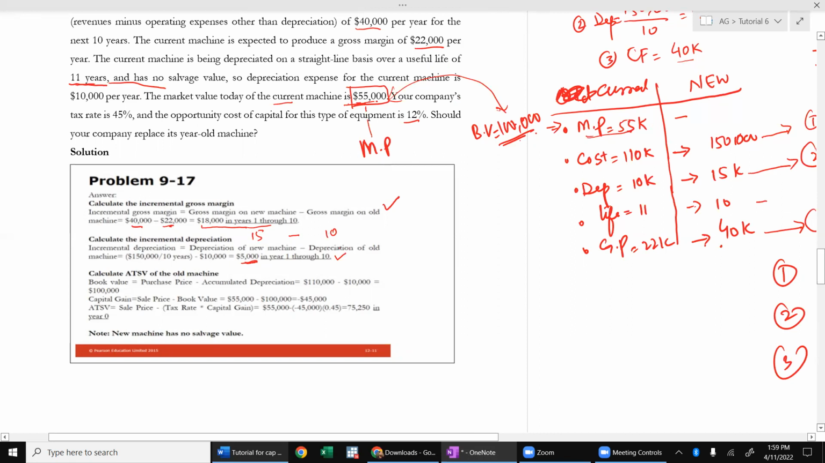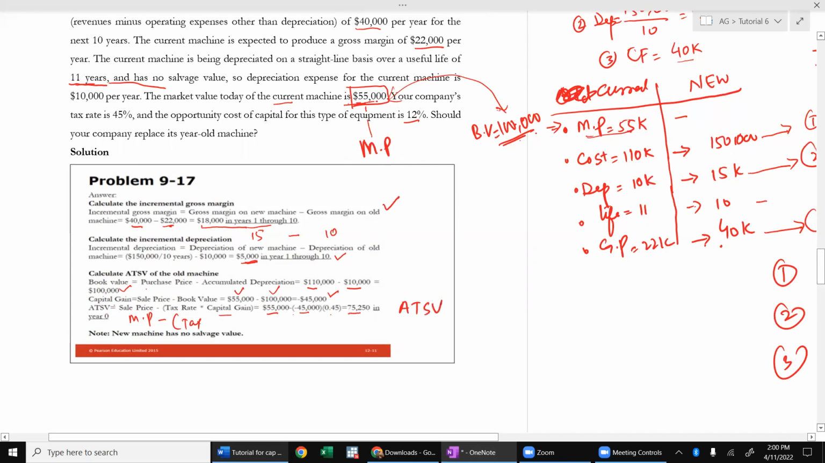How about the after tax salvage value? The purchase price of the old one was 110,000. We have used it for 1 year. How much is the book value? This is 100,000. Okay. So book value is there. Now for capital gain or tax, the sale price is equal to 55,000. Book value is equal to 100,000. This is a capital loss. Okay. So then you will calculate the after tax salvage value, meaning the sale price, in other words the market price, minus tax rate into capital gain or loss. So 55,000 minus 45,000 into 45. So the answer is 75,250. Okay. So this is called after tax salvage value.